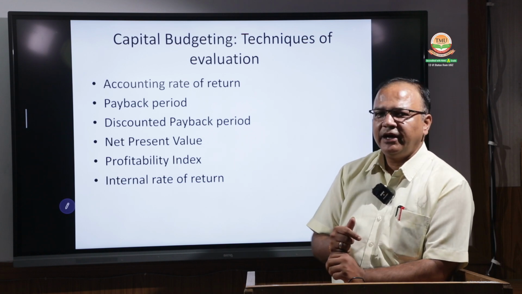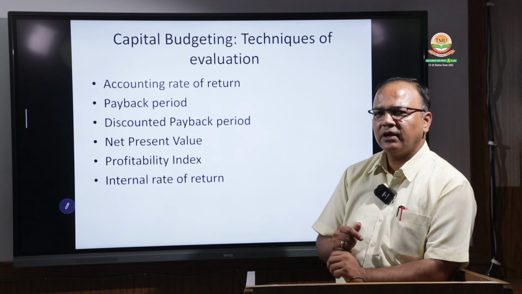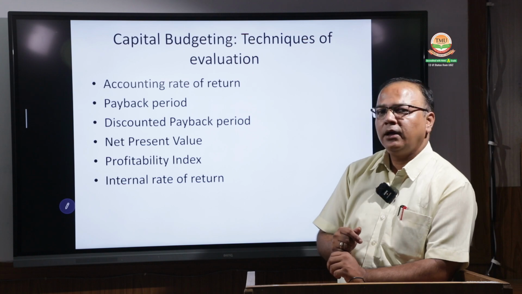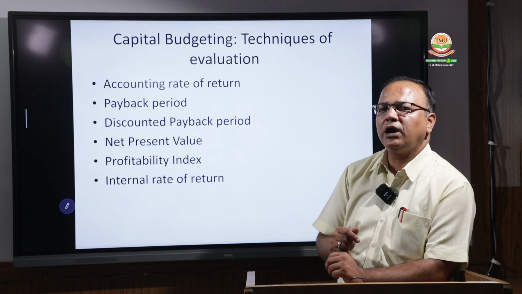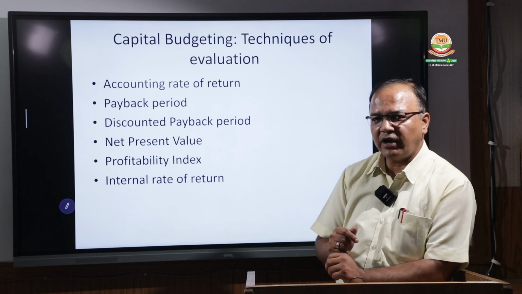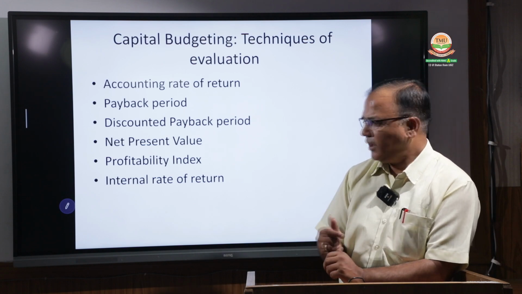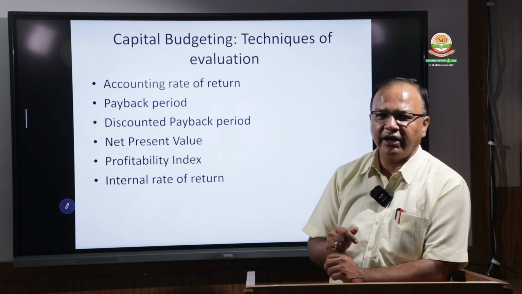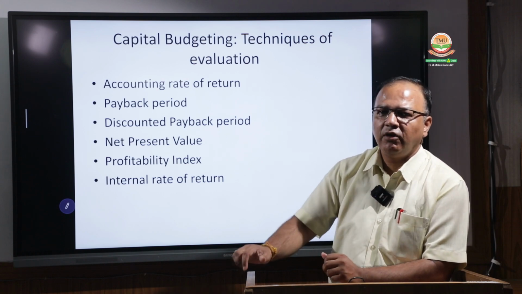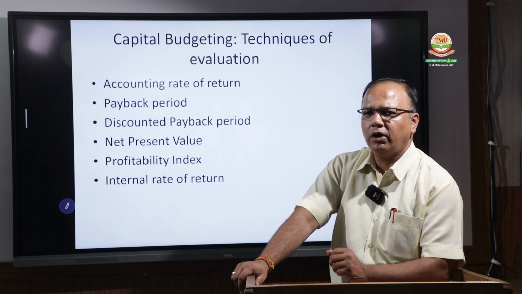Number 1 is the accounting rate of return. Number 2 is the payback period. Number 3 is the discounted payback period. Number 4, net present value. Number 5, profitability index. And number 6 is the internal rate of return. So these are the capital budgeting techniques which we have to use whenever we have to purchase machinery for the organization.